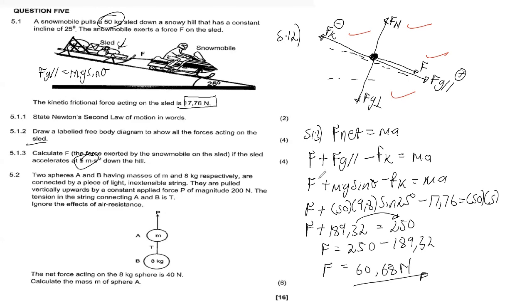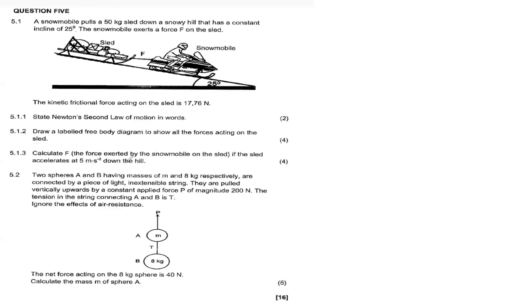So let's proceed to 5.2 now. In 5.2, we are given two spheres A and B having masses of m and 8 kg respectively, connected by a piece of light inextensible string. They are pulled vertically upward by a constant applied force P of magnitude 200 newtons. The tension in the string connecting A and B is T. And then they say ignore the effect of air resistance. Now below here, they say the net force acting on the 8 kg sphere is 40 newtons. Then calculate the mass m of sphere A.